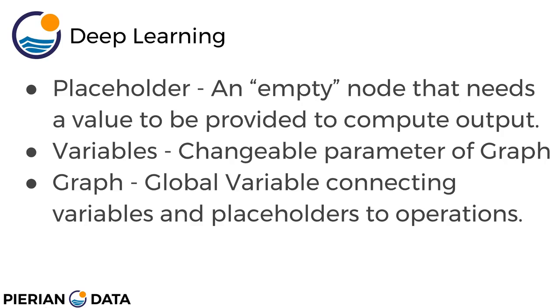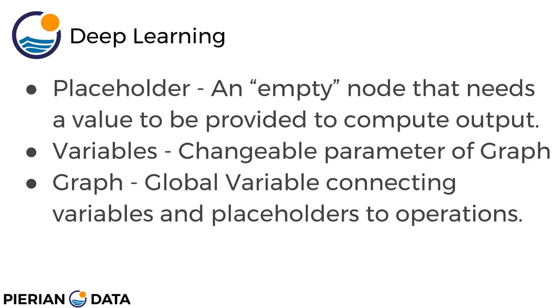A placeholder is essentially going to be an empty node that needs a value to be provided to compute the output. Its purpose is to be a placeholder for data that you're going to bring in, that is the features or labels, etc. So it's just a placeholder that's eventually going to be filled in by the data you provide it. It's a placeholder because you're not going to initially have that data. It's going to come from your data source.